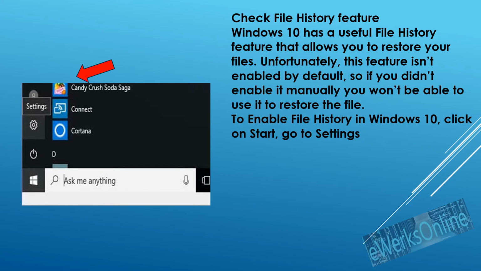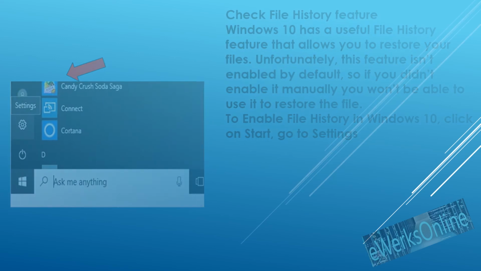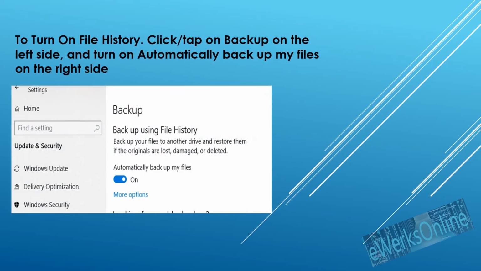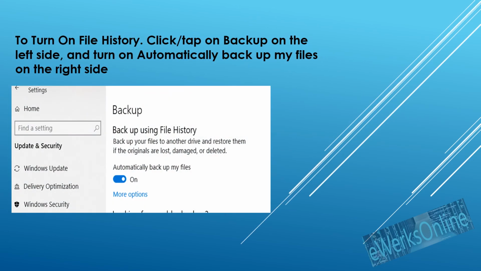File History is a useful Windows 10 feature, but it's not enabled automatically. To enable File History in Windows 10, click on Start, go to Settings. Open Settings and tap on the Update and Security icon. To turn on File History, tap on Backup on the left side and turn on Automatically Back Up My Files on the right side.